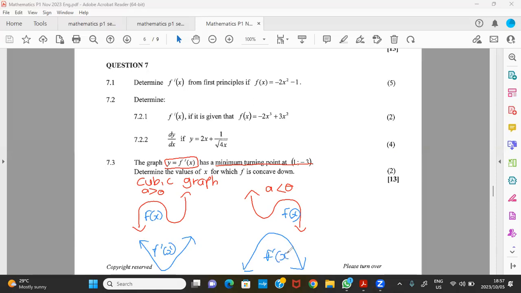So this question needs you to know your theory a lot when it comes to calculus. Let's read again. They're saying the graph y equals f prime x has a minimum turning point at (1, -3). If it's a minimum turning point, this is my derivative, so the minimum turning point will be here. So it's (1, -3). That's my minimum turning point. Now they are saying determine the values of x for which f is concave down.